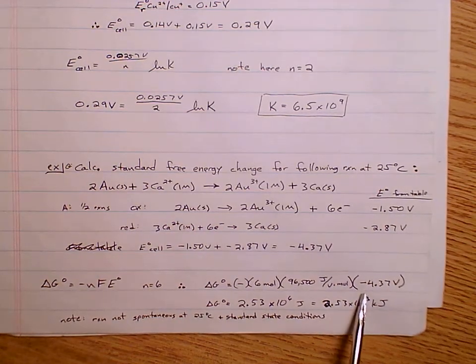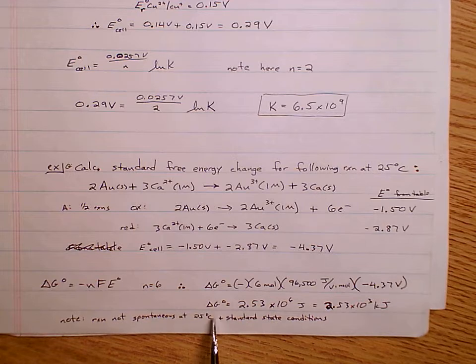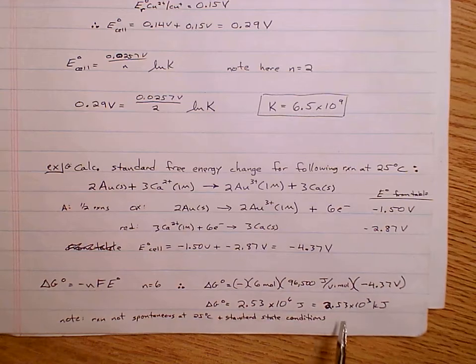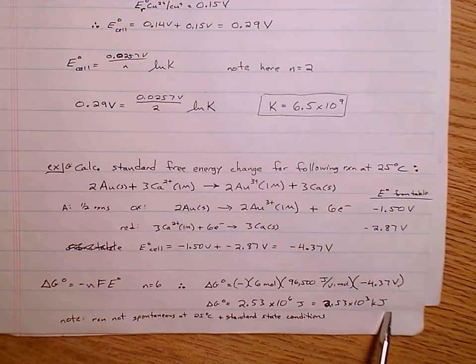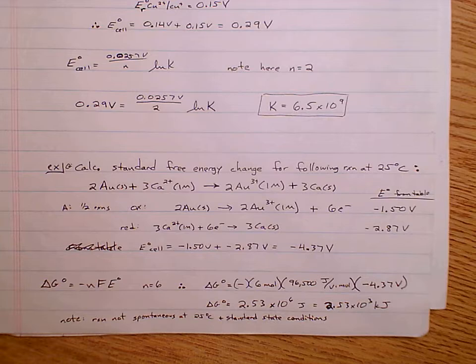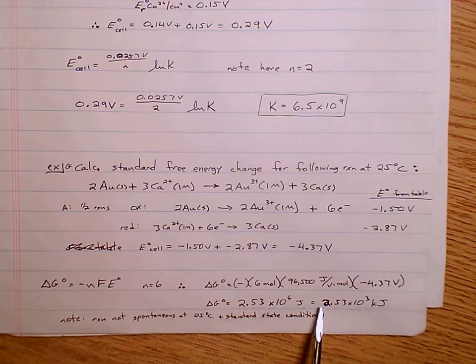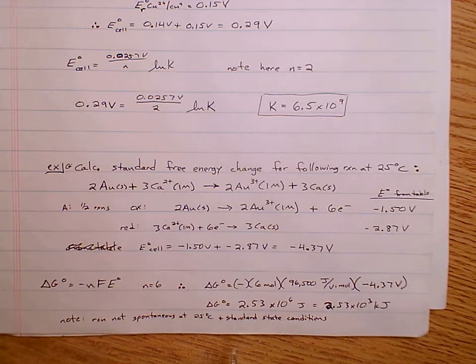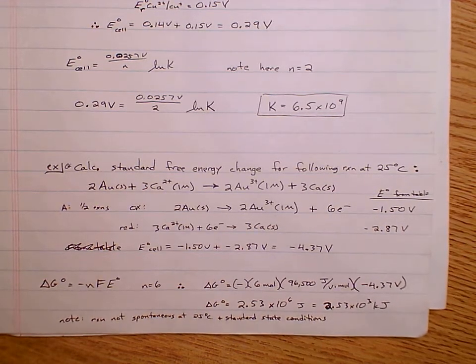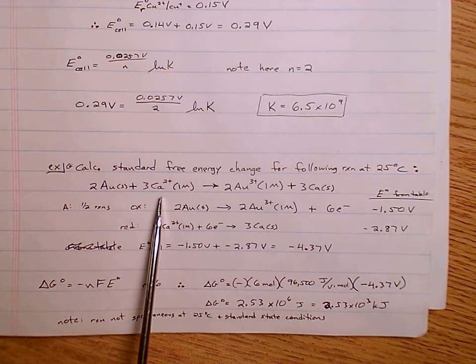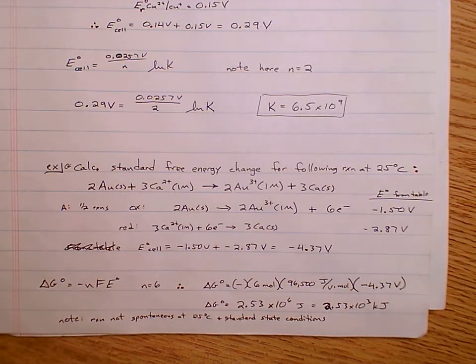A negative times a negative is a positive. We find delta G naught is 2.53 times 10 to the 6 joules, which is 2.53 times 10 to the third kilojoules for the change in Gibbs free energy, standard energy change. And note that's a positive number, therefore the reaction is not spontaneous. All this is a nice way of showing that if you take solid gold and you mix it with calcium 2+, nothing is going to happen. It is not a spontaneous reaction.